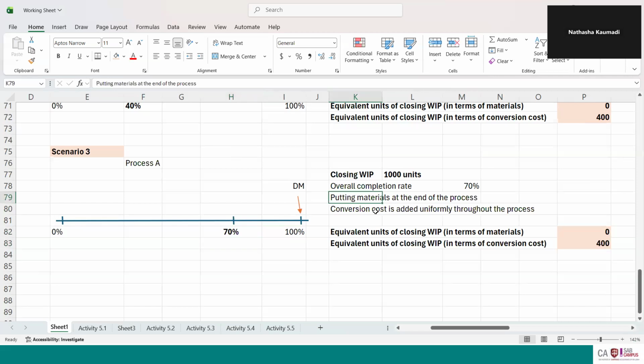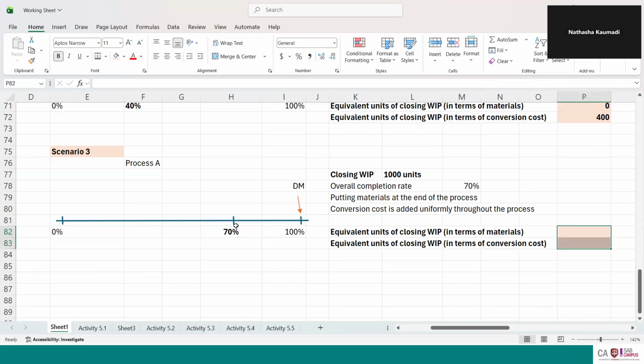Materials are put at the end of the process. I will keep that same thing. Conversion cost is added uniformly throughout the process. That also doesn't change. Right. I want you to think. Equivalent units of closing WIP in terms of materials. We are at 70%. I'm not writing the answer, just think.